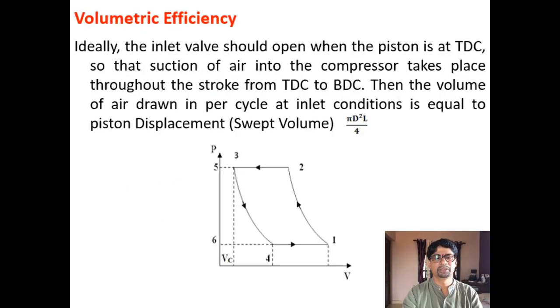So what is the volumetric efficiency in case of an air compressor? Ideally, the inlet valve should be open when the piston is at TDC, because you see this is TDC and this is BDC. You can consider a horizontal piston cylinder arrangement. So 1 to 2 is the compression, 2 to 3 is the delivery. That is when the piston is moving from bottom dead center to top dead center.